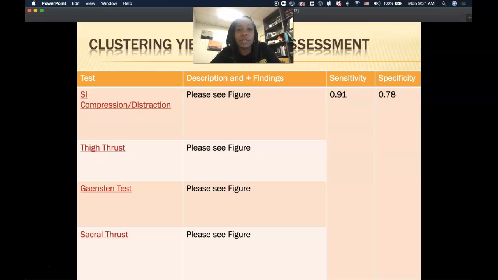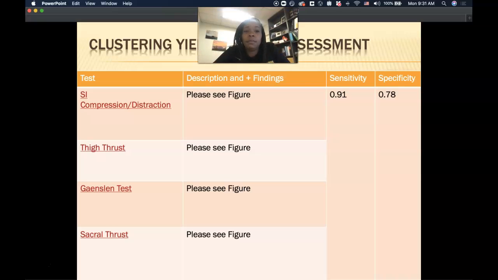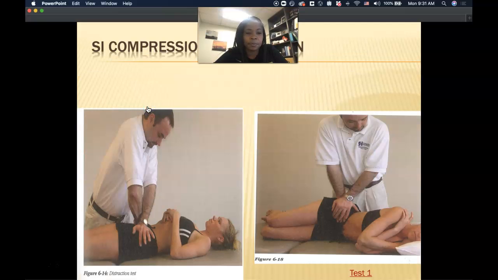So the next 4 tests should also be done together in a group. Okay, what we know about this group is it has a high sensitivity. So in other words, the increase in the number of negative tests we get with these 4 tests, the more certain we are that they don't have an SI joint pathology. So the first one is an SI joint compression distraction test.